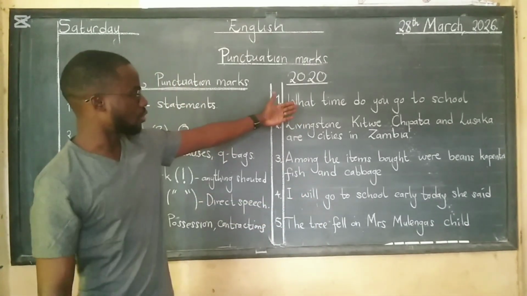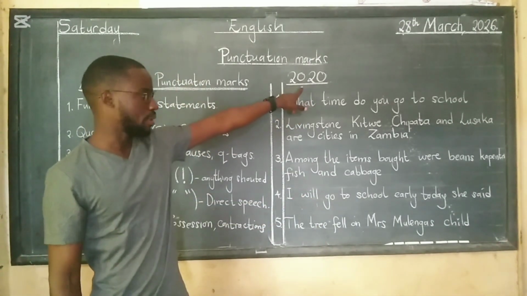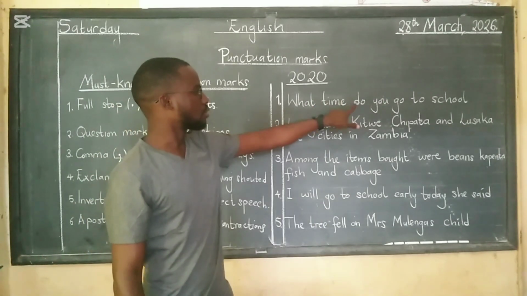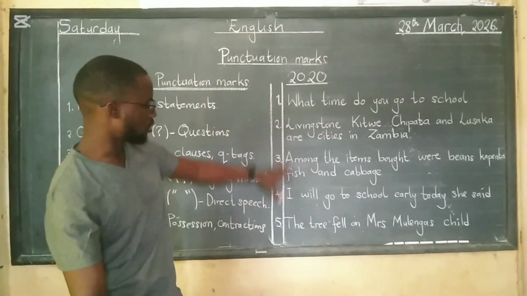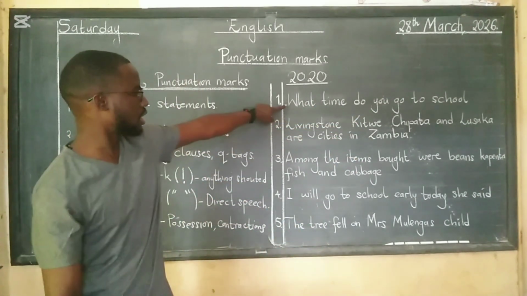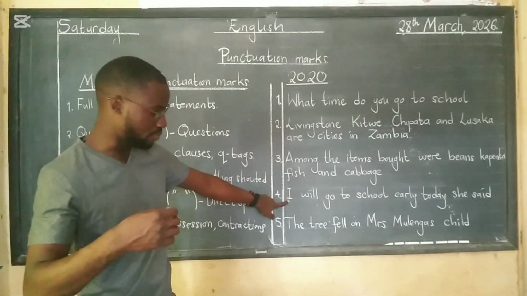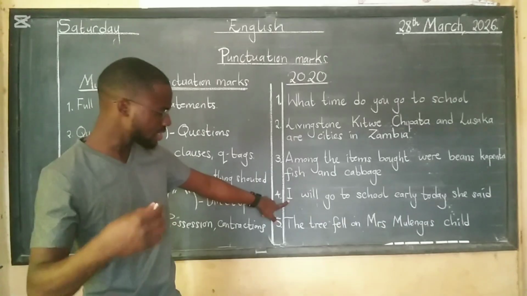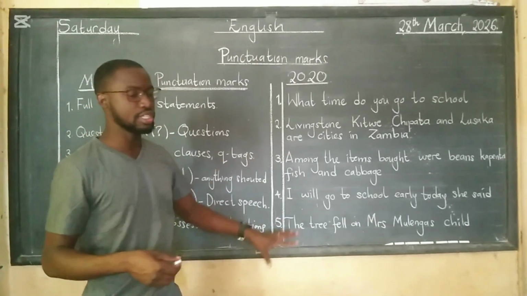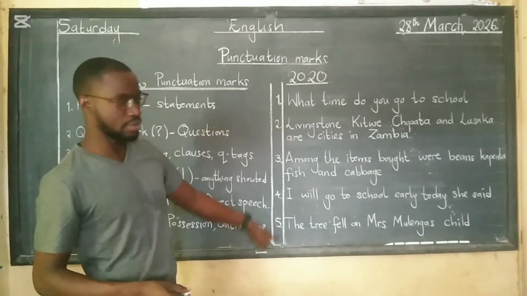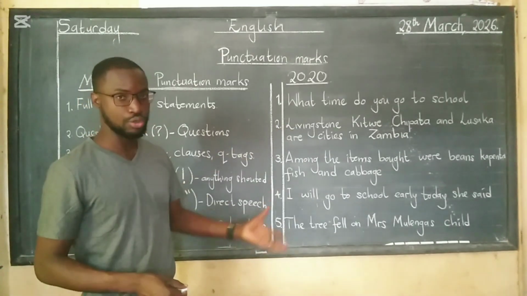These are questions I got from a 2020 paper. The first one is saying, what time do you go to school? Before we continue with this, I need you to pay attention to the first letter. It's always given a block letter. It's always a capital letter. Why? Because at this point, they know that you are old enough, you are wise enough to start with a capital letter. So that's why I don't talk about it.